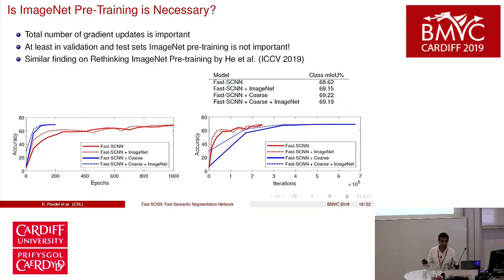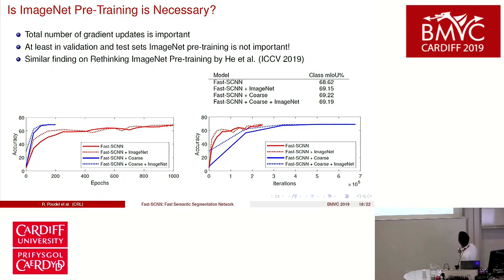It does help, but I will come back to that question later. In this paper, we have shown that if you train long enough, like 1,000 epochs, which is a ridiculous number to say, you match the accuracy of ImageNet. So the key second contribution message is, if you train long enough, the key is the number of gradient updates.